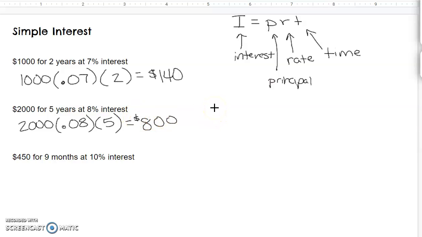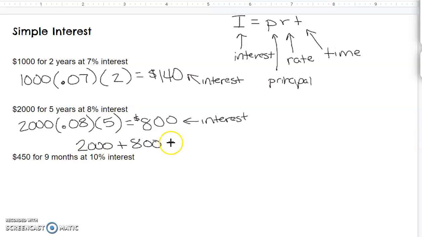Now, if the question asked for the total, so both of these problems, I just found the interest. But if it asks for the total, let's say for the second one, how much total is in the bank account? Well, I would take my original principal, the amount that I put in, plus the interest earned to get a total of $2,800 would be in the bank account at the end of those 5 years.